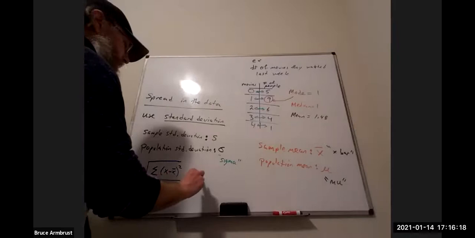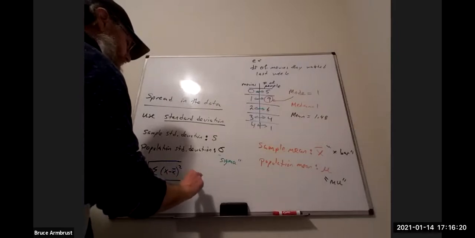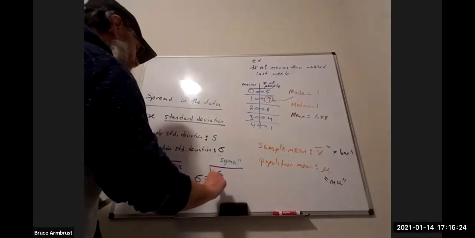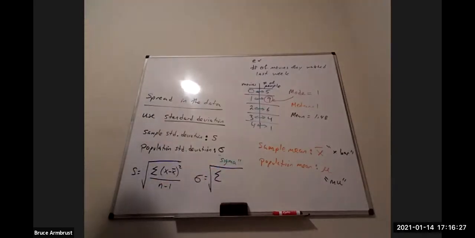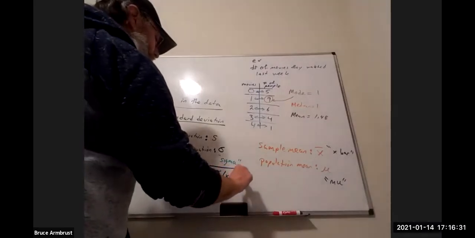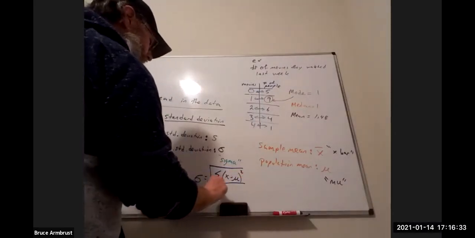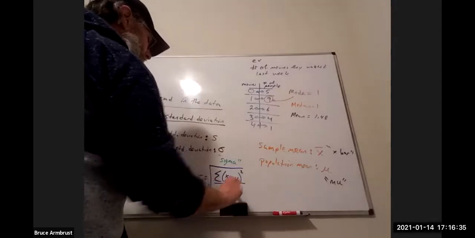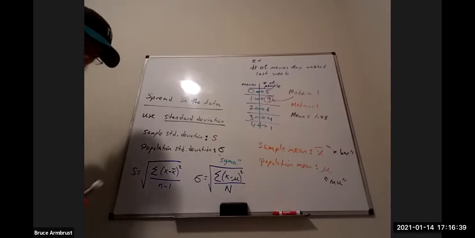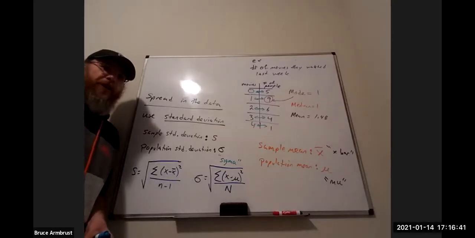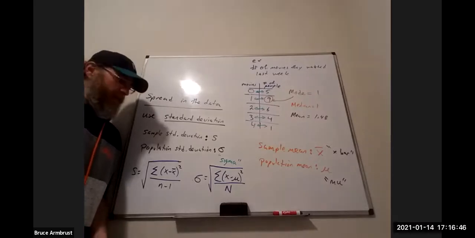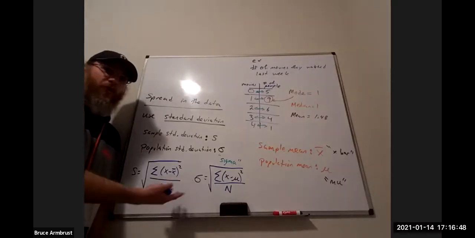And then for the population standard deviation, it looks very similar, except this time it's a sum of x minus mu squared divided by capital N. And this is when you go, oh man, I want to go back to means and medians and modes. Ugh, gross.